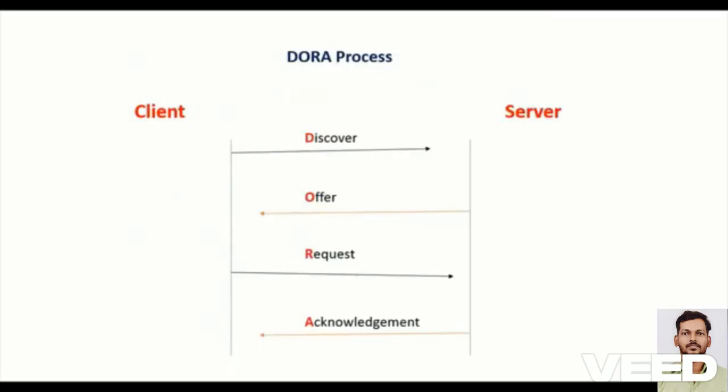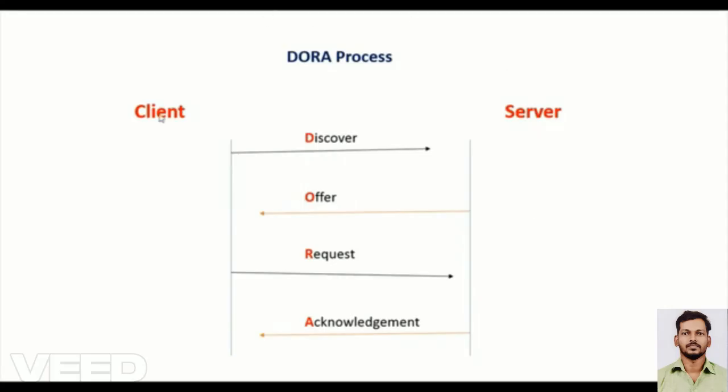The DORA process is D for discover, O for offer, R for request, and A for acknowledgement. Whenever a client newly comes inside a network, it broadcasts a discover message to discover the DHCP server. Once the server receives the discover broadcast message from the client, it sends an offer message with its next available IP address to the client.